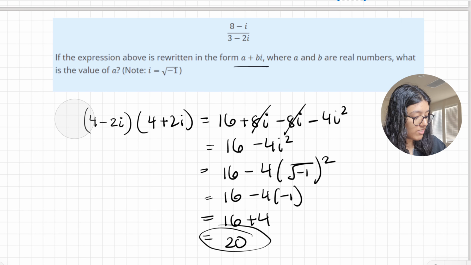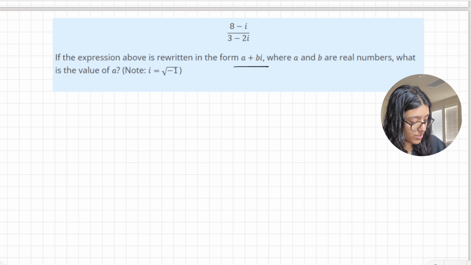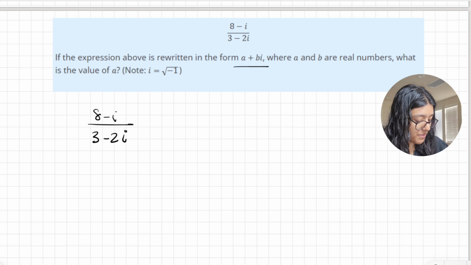So we can do that in this problem right over here. Once again, let's rewrite the problem: (8 minus i) over (3 minus 2i), and let's multiply the bottom part by its conjugate. Why are we multiplying the bottom part by its conjugate and not the top part? Well, because over here we see that there is no denominator. That means if we have a whole number as a denominator, we can split it between the real part and the imaginary part. Let me show you. For now, let us just multiply both the top and bottom by 3 plus 2i, because that is the conjugate of 3 minus 2i.